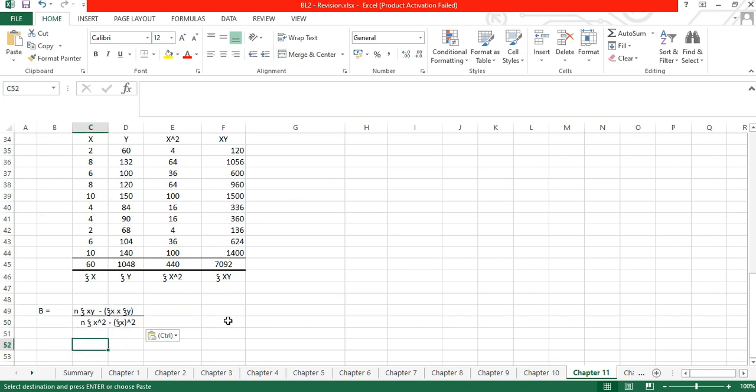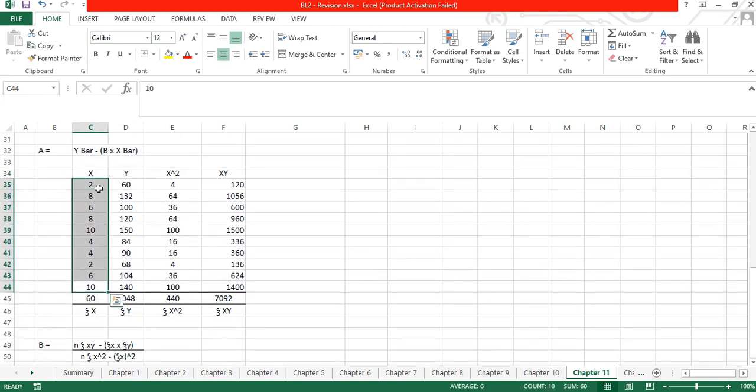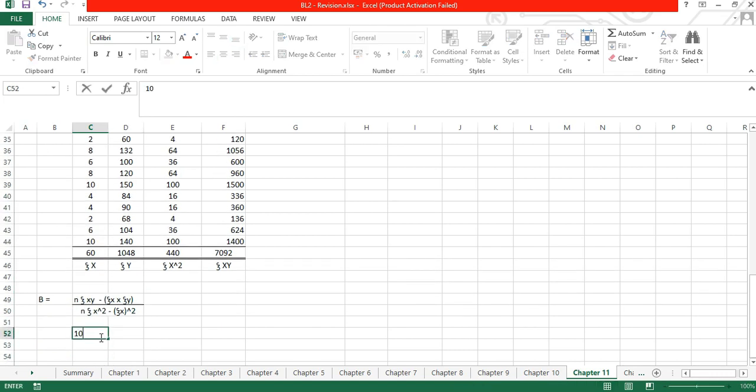As I said in the beginning, the BL2 is all about formulas. So if you know your formula, you can do the exam very easily. N is basically the number of items. Now how many items are here? 10. Then it will be 10 multiplied by sigma xy, which is 7092, minus sigma x, which is 60, multiplied by sigma y, 1048.